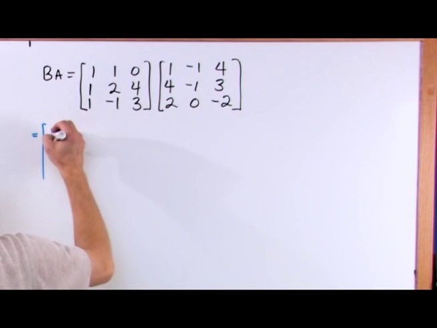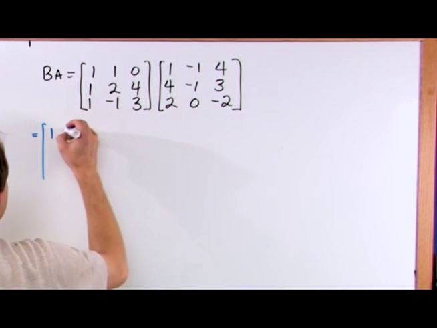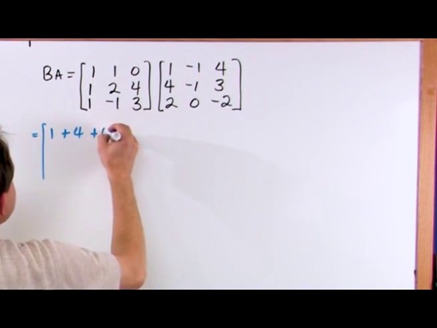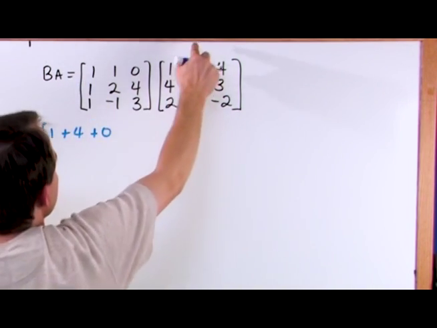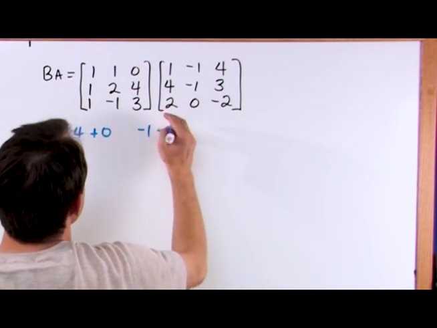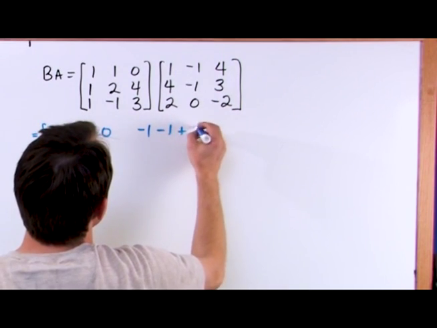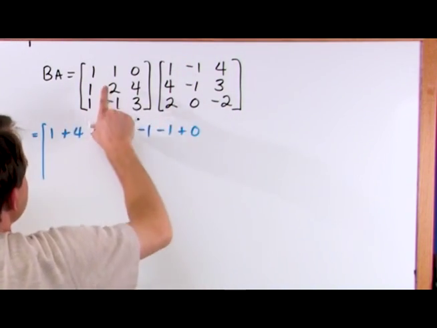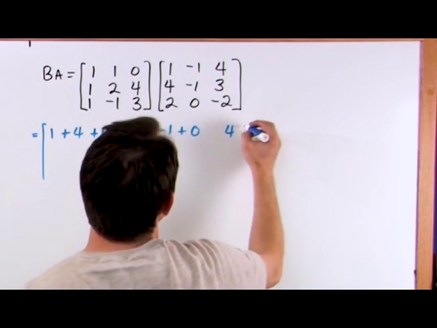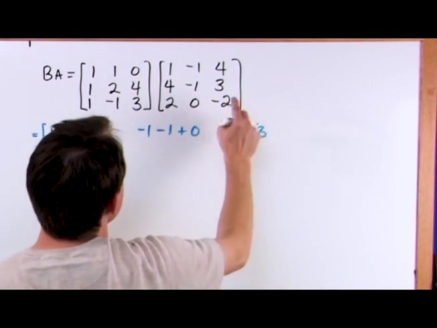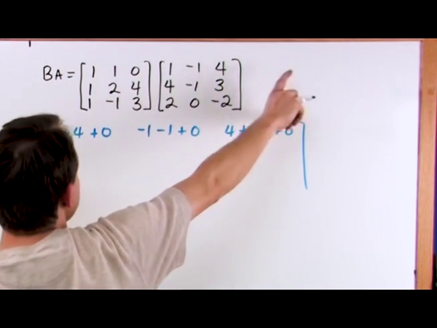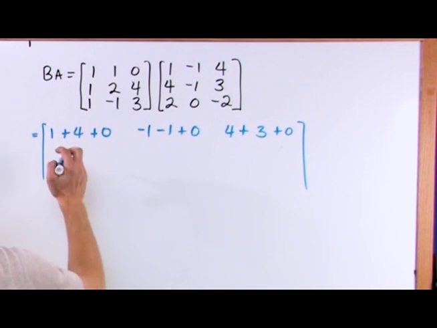1 times 1 gives us 1. 1 times 4 gives us 4. 0 times 2 gives you 0. Okay, that's one number. Going over and down. 1 times negative 1 gives me negative 1. 1 times negative 1 gives me negative 1. 0 times 0 gives you 0. That was over and down. So let's do it again. Over and down here. 1 times 4 gives me 4. 1 times 3 gives me 3. 0 times negative 2 gives me 0. Okay, we're done because we don't have any more columns, so we're going to go to the next row.